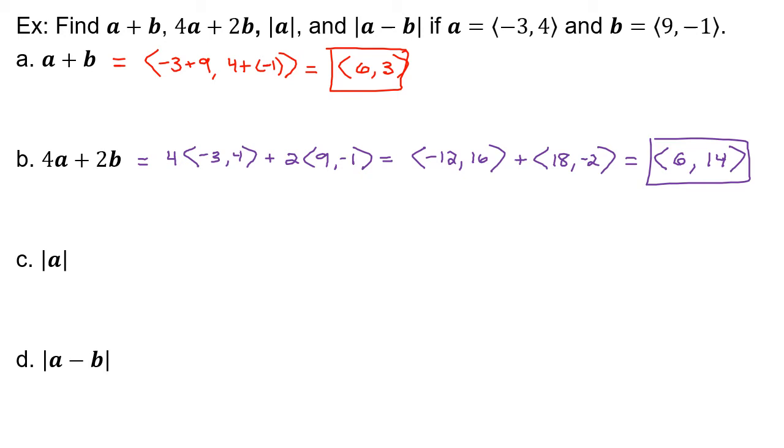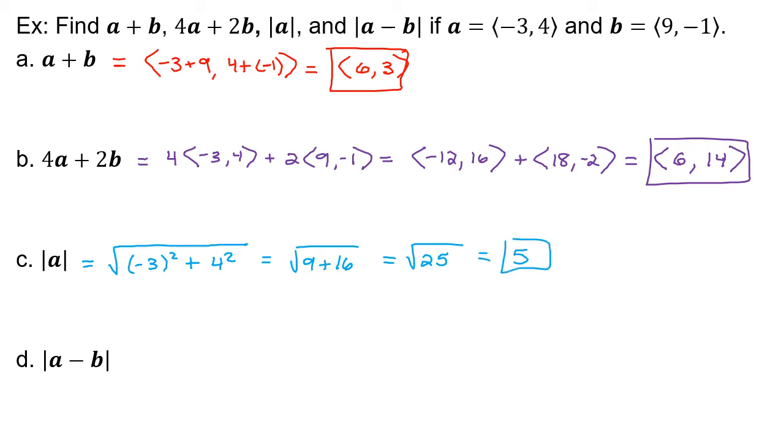The magnitude of A says I take the square root of each number squared. So I do -3 squared and 4 squared. So that's 9 plus 16, or 25. So the magnitude of that vector is 5.